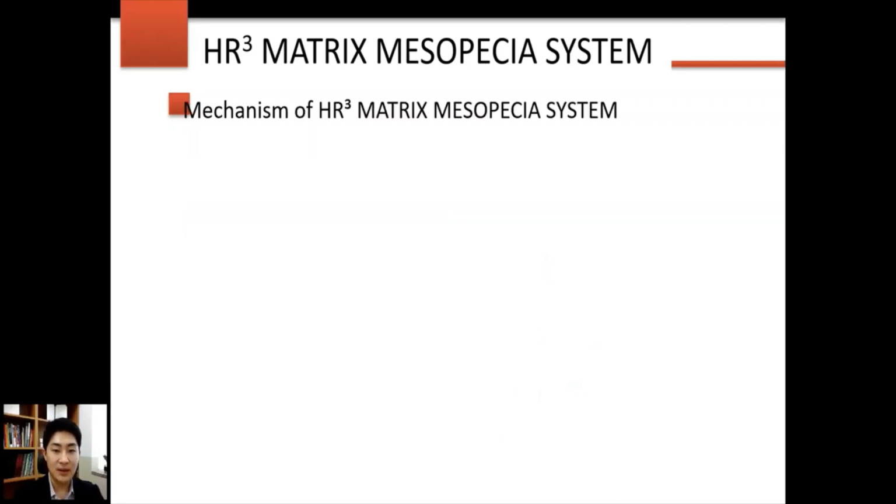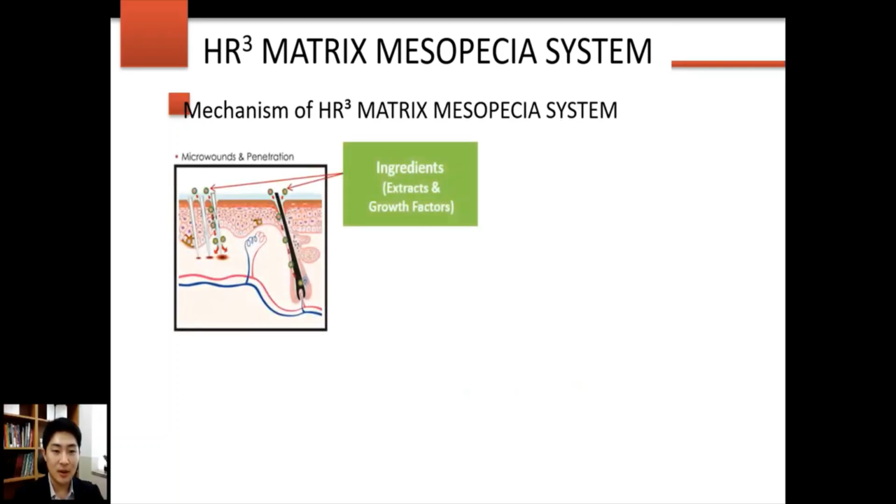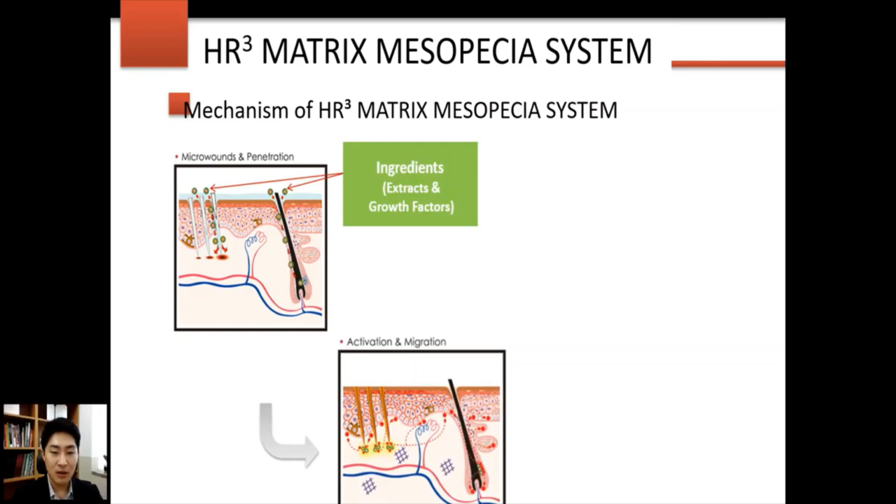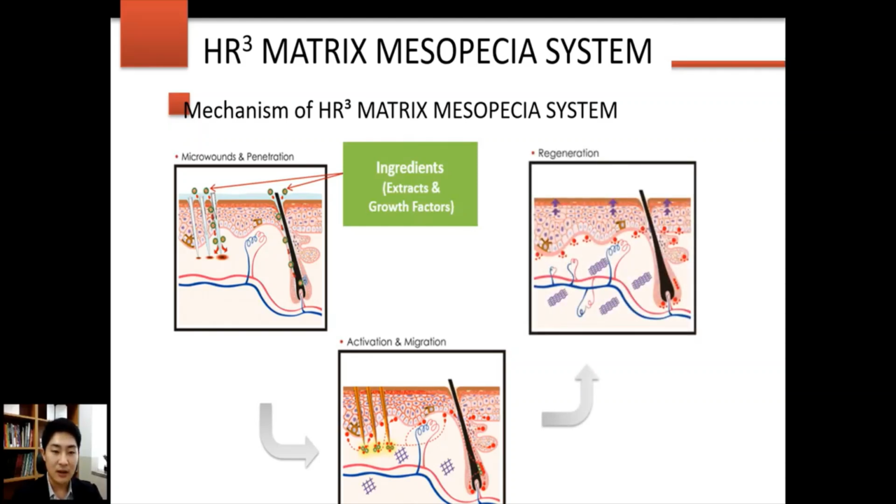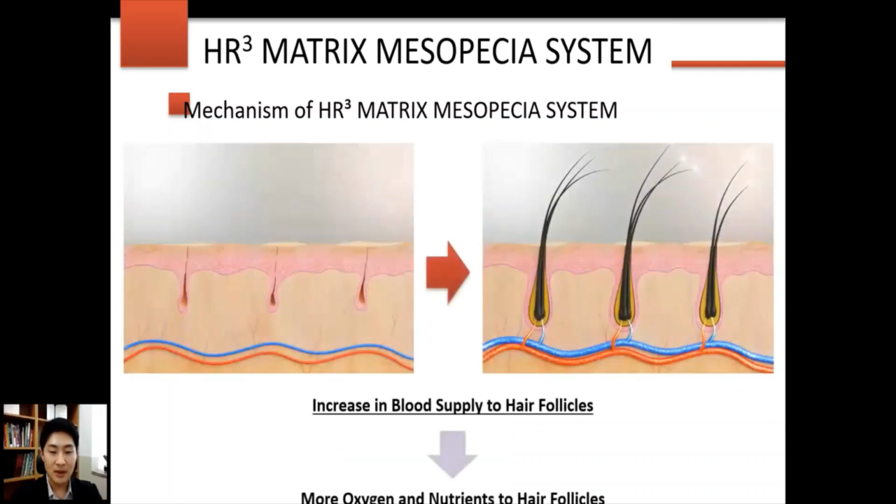Let's just summarize the mechanism of the system. First, microneedling opens the microchannels on the skin. Then ingredients from cosmetic products can penetrate into the skin. Next, wound healing occurs with the stimulation of endogenous factors and exogenous ingredients as well. Finally, the skin tissue is remodeled and regenerated. In this system, above all things, the increase in blood supply to the hair follicle is most important because more oxygen and nutrients are needed to regenerate hair.